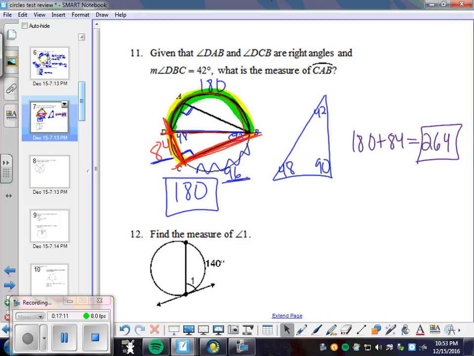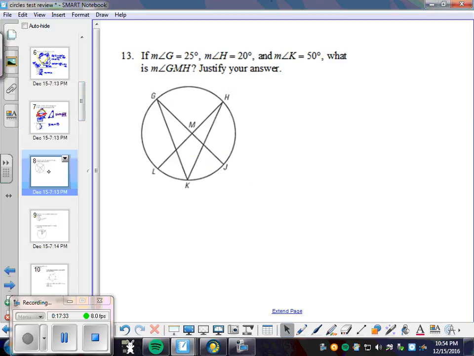Okay, find the measure of angle 1 down here. Okay, this is my arc that goes with my angle. So half of 140 gives me my angle. So angle 1 would be 70. Half of the arc. Okay, G is 25.